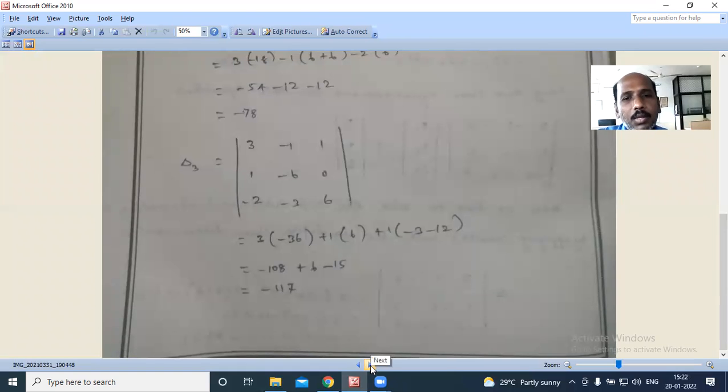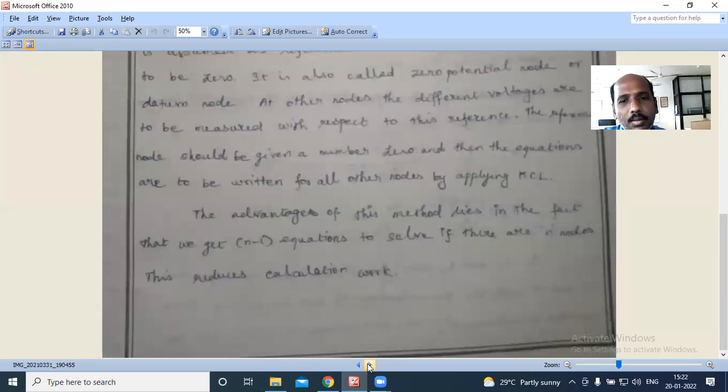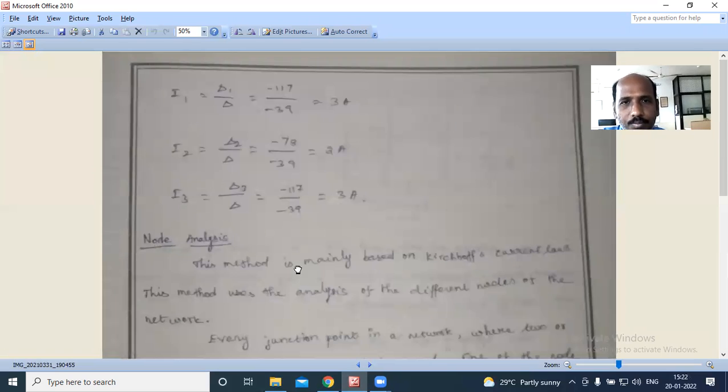Then the I1 value equals del 1 by del. That is minus 117, the del 1 value, divided by the del value, minus 39, which gives 3 ampere. Sometimes we denote this del 1 as del I1. You can easily remember it: del del gets cancelled, and we get I1. Some books denote this not as del 1 but as del I1. This one is del 2 or del I2. So I2 equals del 2 by del, minus 78 by minus 39. The del value is common, minus 39 always.